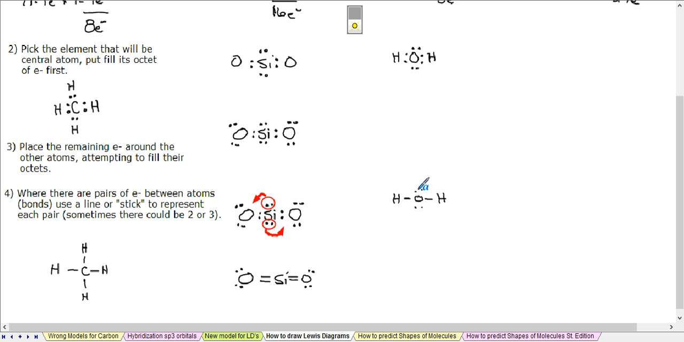We'll talk later about what these lone pairs do to the shape, but because hydrogen only needs 2 electrons to satisfy it, like helium, we only need 1 pair. You wouldn't see a double bond if you had hydrogen.